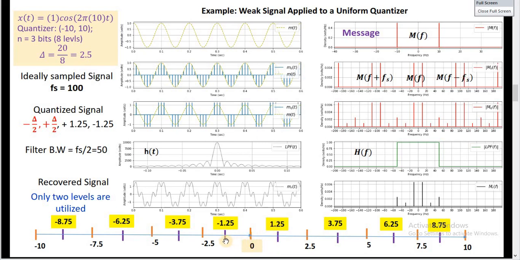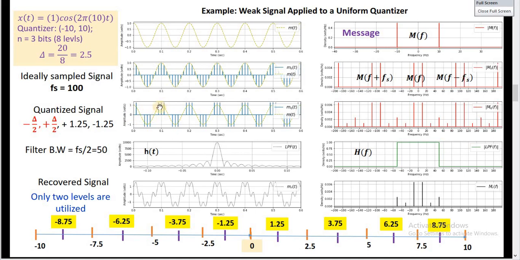When the signal is negative, it takes on the value minus 1.25, which means that the levels minus 8.75, minus 6.25, minus 3.75, 3.75, 6.25, and 8.75 are never utilized by this quantizer. The level of quantization noise is high.